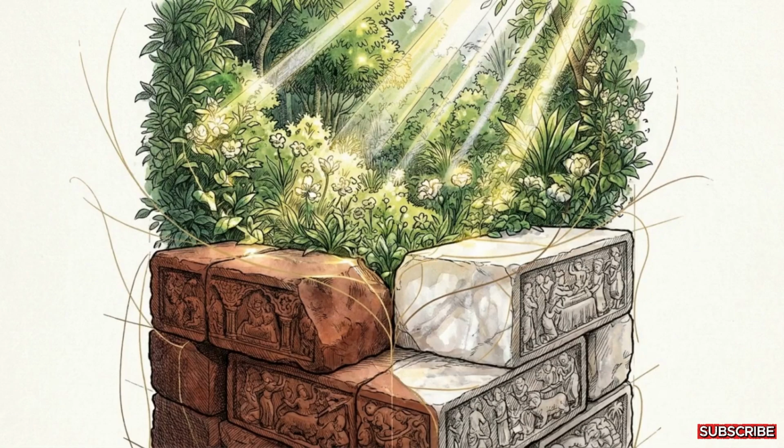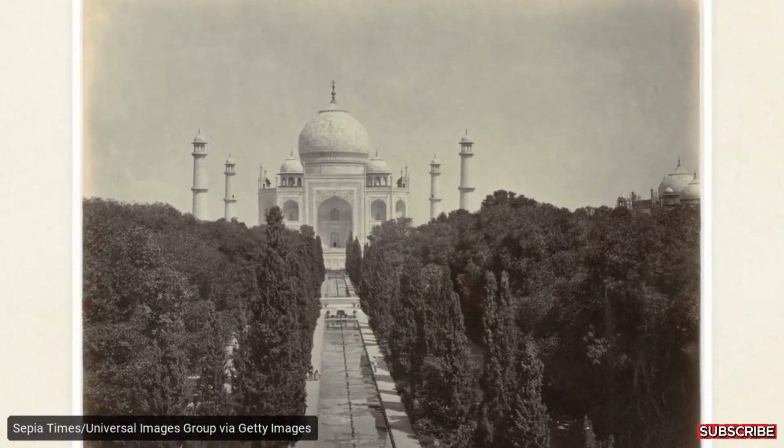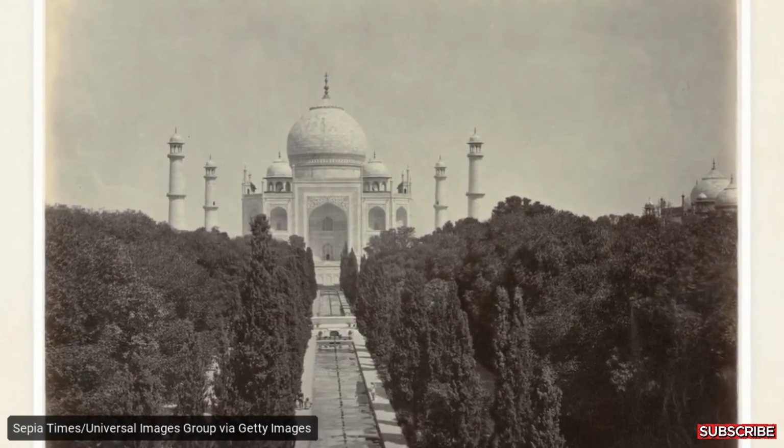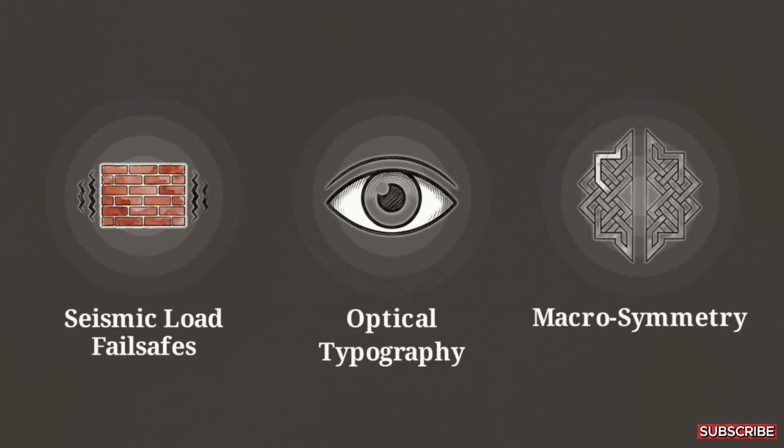The architects were tasked with executing a literal cosmological blueprint of Jannah, the Islamic paradise, using 17th-century masonry. This required them to resolve the tension between the required aesthetic perfection and the physical constraints of heavy stone and human optical distortion. We can see this resolution through 3 distinct systems: seismic load failsafes, optical typography, and macro symmetry.